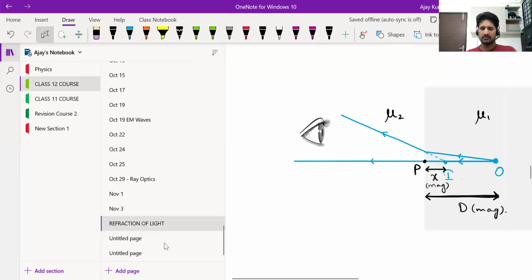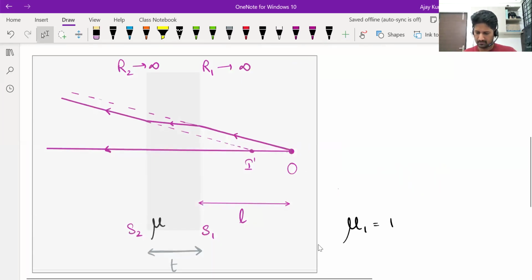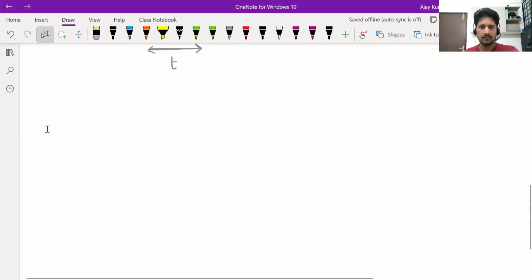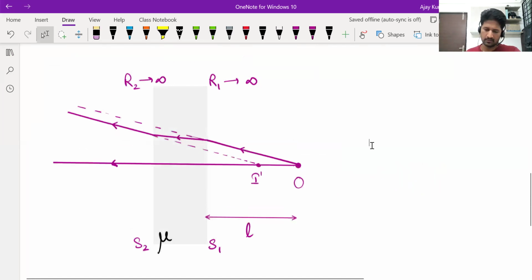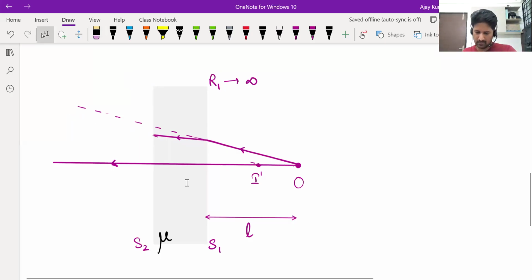Now, when multiple refractions occur, there's a simple idea that we are going to use. We'll first find out what happens due to the first refraction, then we'll find out what happens due to the second refraction. So there are two flat surface refractions happening here. Consider the first one. Okay, I'll copy this diagram. For the first one, we don't need the thickness and all. Assume the glass slab is very thick.